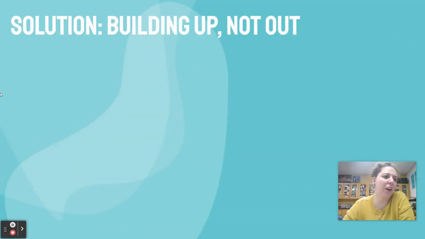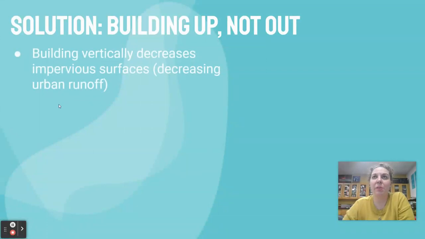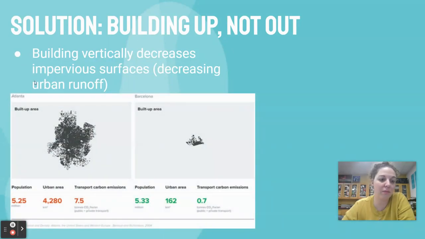All right, next, building up, not out. So that just means building vertically, like building skyscrapers instead of a bunch of individual small buildings. So this is going to decrease impervious surface, which we know decreases runoff. This diagram is pretty interesting. It compares Atlanta to Barcelona. They both have about the same population. Barcelona's is actually a little bit bigger than Atlanta's.